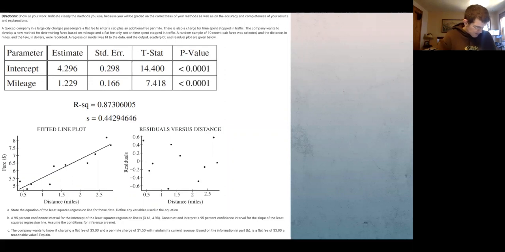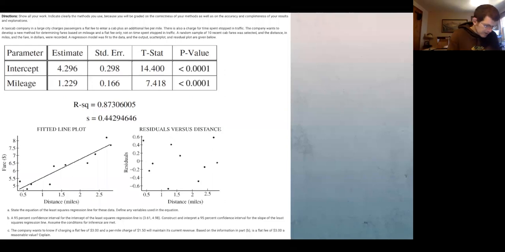Now it's interesting that they give us the scatter plot and the residual plot because we really don't need them for this problem. But the reason they give us all this information, just so you guys know, is because we don't know what information we need until we read the questions. If they only give us what we need, that makes our job a lot easier. If they give us way more than we need, then we have to look through everything to figure out what's important.